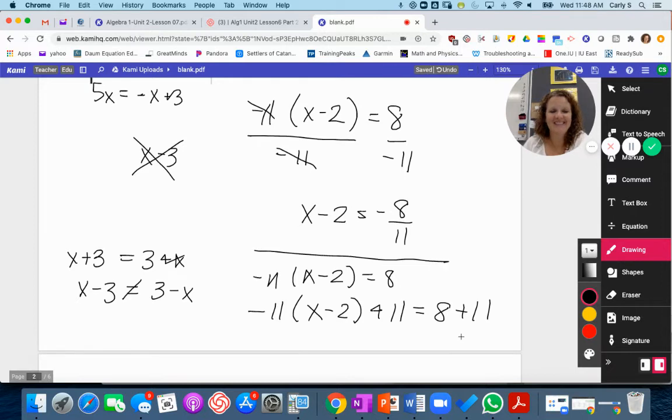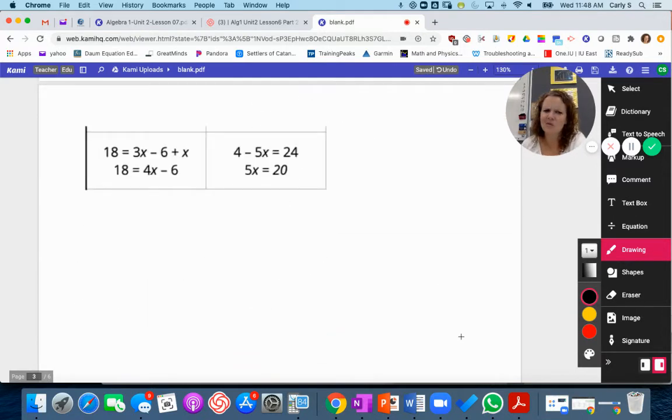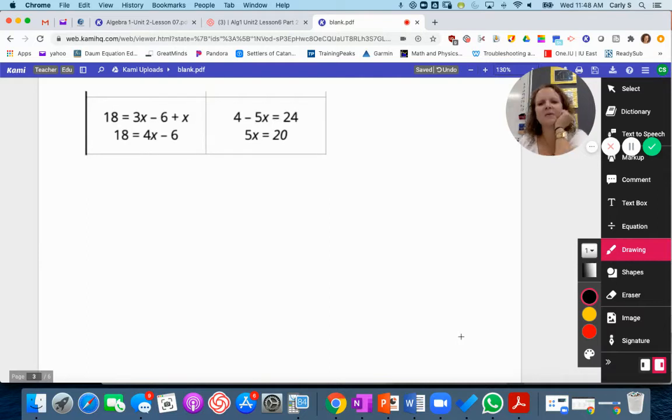Okay? All right. Last one, I think. Okay, what are we doing here? It looks like I'm just collecting like terms. So 3x plus x is 4x, and everything else stayed the same. Cool. Here, it looks like I may have subtracted 4 from both sides, which is cool. I can do that.